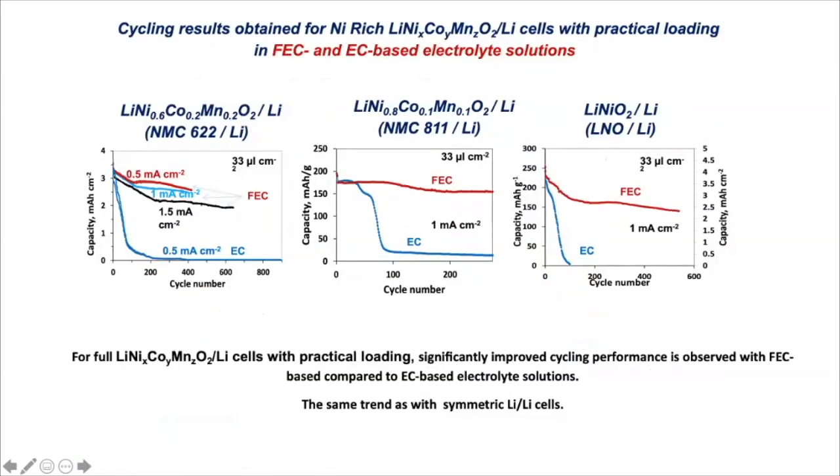Going further, now we combine NCM and lithium, and here you can see 60%, 80%, and 100% nickel. And these are tests of capacity versus cycle number with FEC-containing electrolyte solution. With standard electrolyte solution, the capacity goes down very quickly, while with FEC, we demonstrate hundreds of cycles. And with LNO, which is a very problematic material, we demonstrate stabilization.